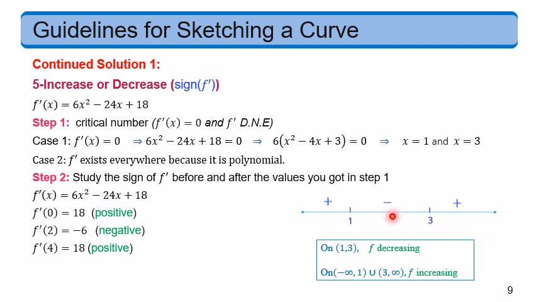Decreasing we can see only in this interval, which is negative. That is called decreasing. So 1 to 3 is decreasing. So in the drawing of the curve we can see minus infinity to 1 and 3 to infinity is increasing, and 1 to 3 is decreasing.